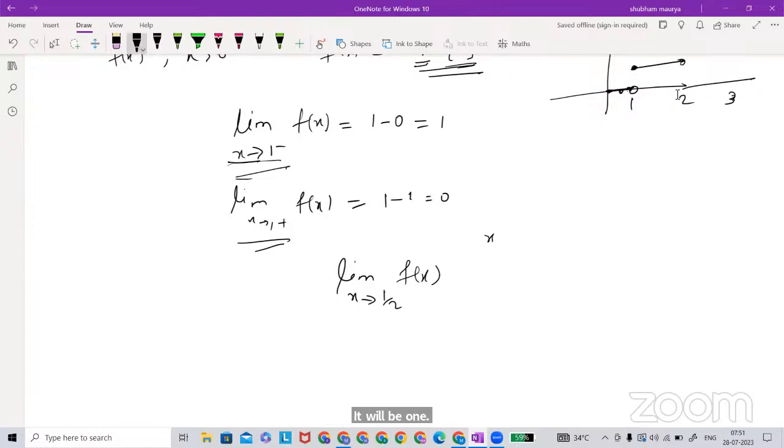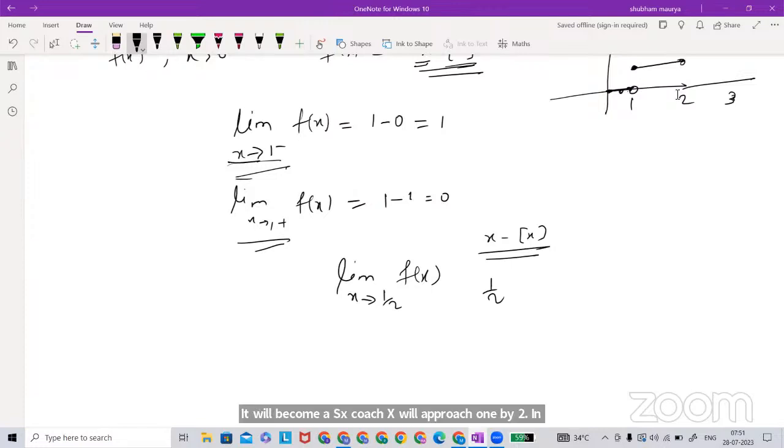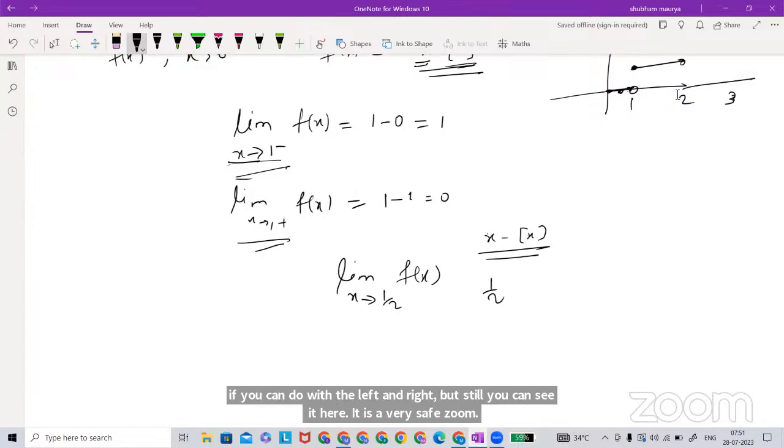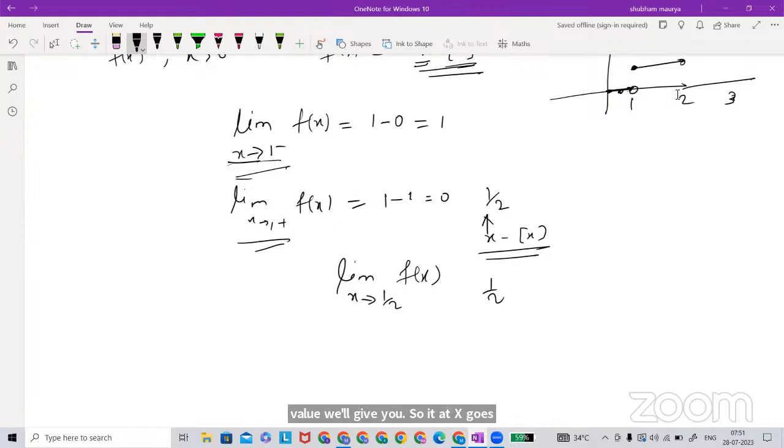Let's write again. Our expression is this one. At 1 by 2, x will approach 1 by 2. In both cases, the left and the right, it will have the same value. It is a very safe zone. If you go with the left or right, it still gives you the same value. So as x goes to 1 by 2, this approaches 1 by 2.